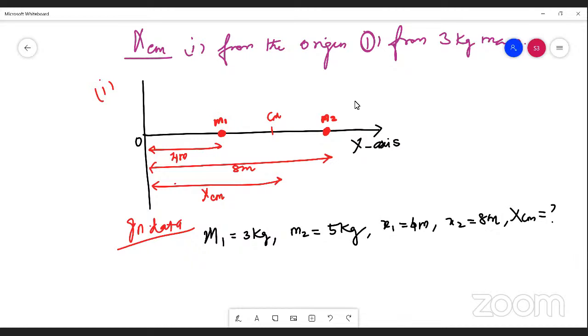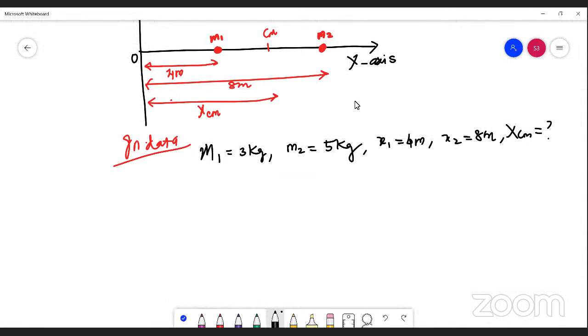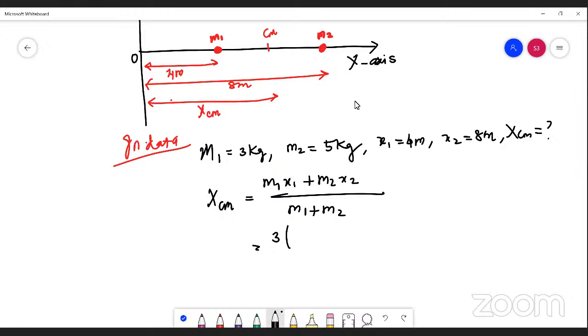Right? And the center of mass can be obtained using the formula we saw earlier. If the two masses are located at some distance from the origin, then the formula to find the position of center of mass is XCM is equal to M1 X1 plus M2 X2 divided by M1 plus M2. Here M1 is 3 kilogram, X1 is 4 meter, M2 is 5 kilogram, X2 is 8 meter, divided by M1 plus M2, which is 3 plus 5.